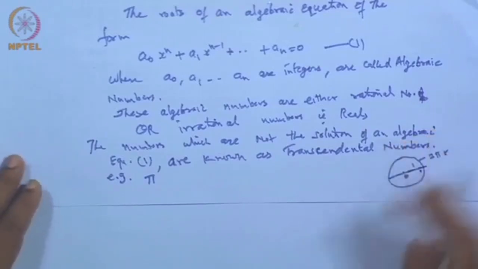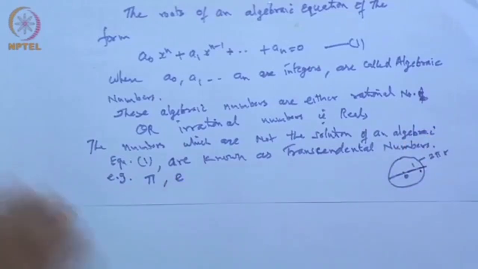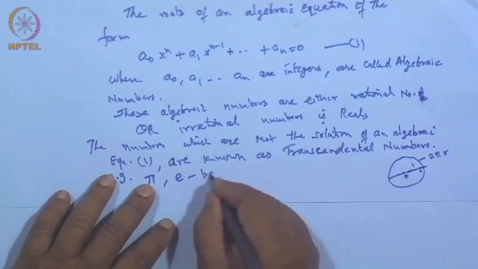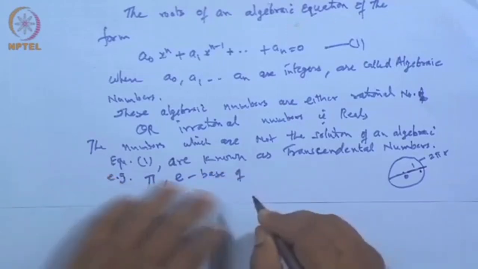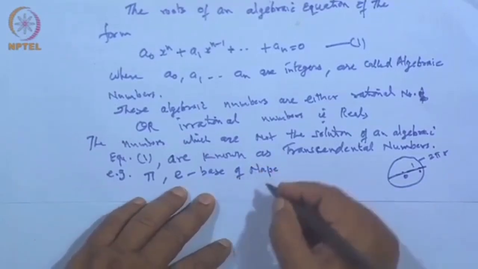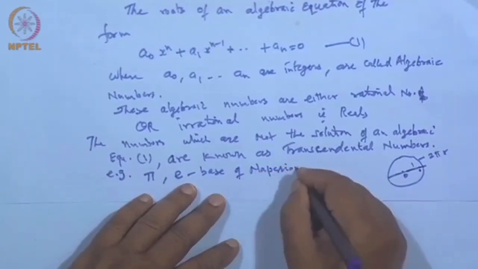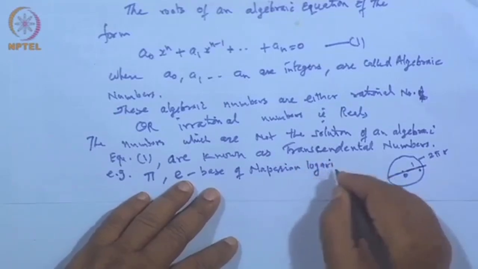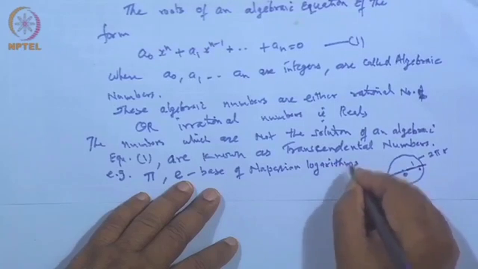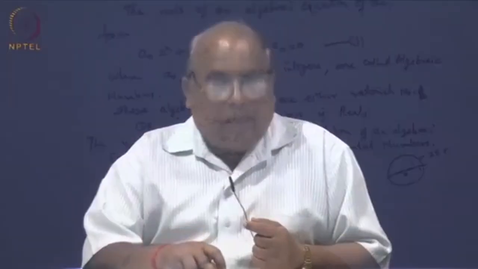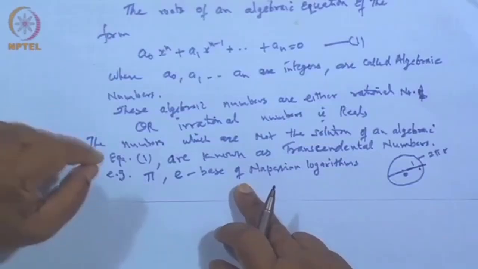Okay? Then there is another one, e, that is also a number. What is e? It is the base of the Napierian logarithm, the base of the natural log, log with base e. So, this e is a transcendental number.